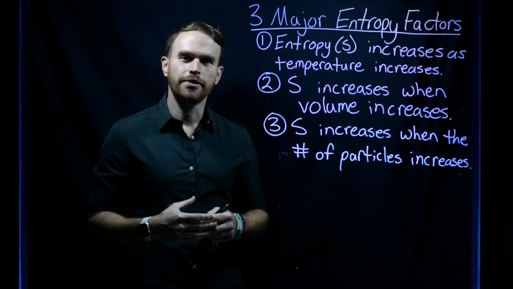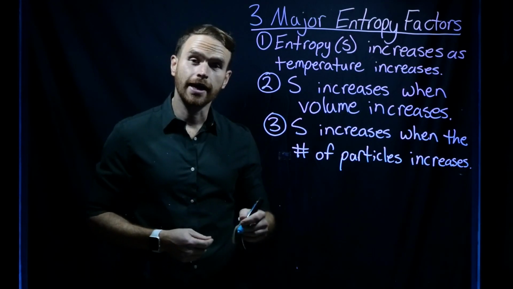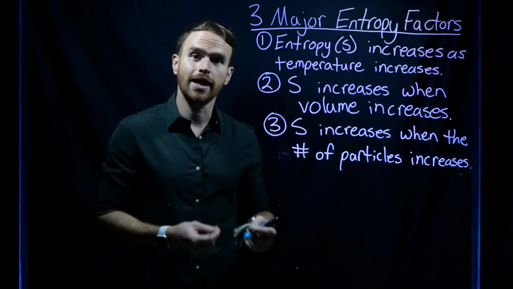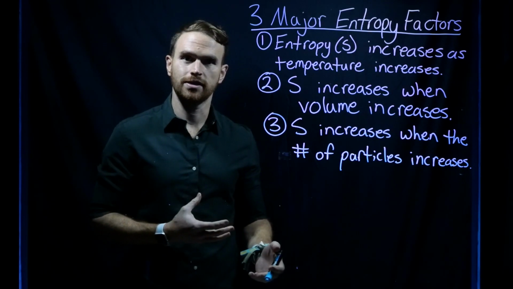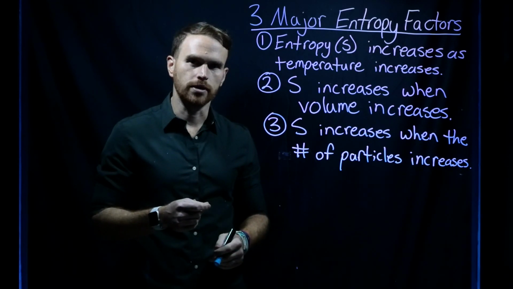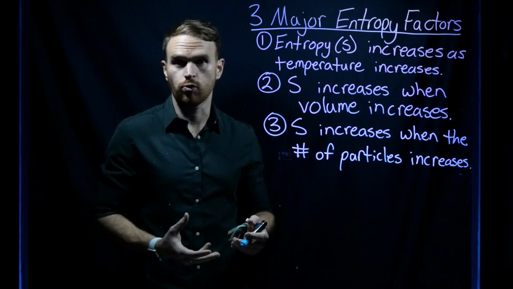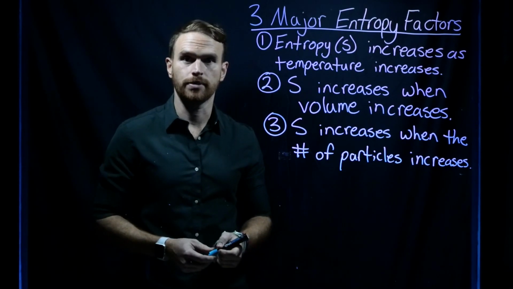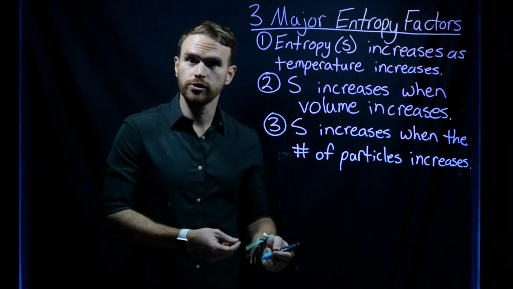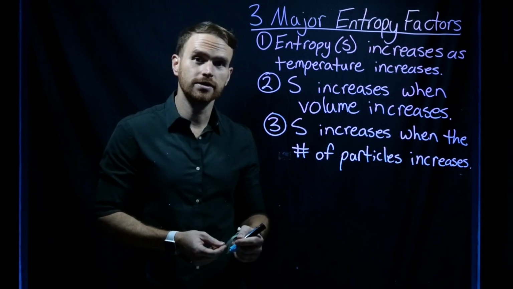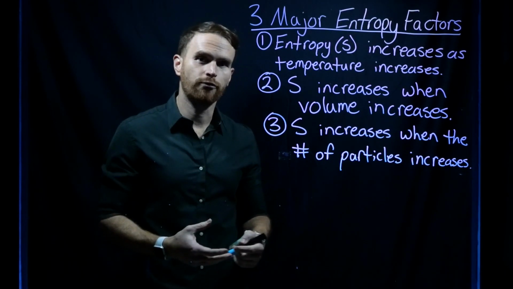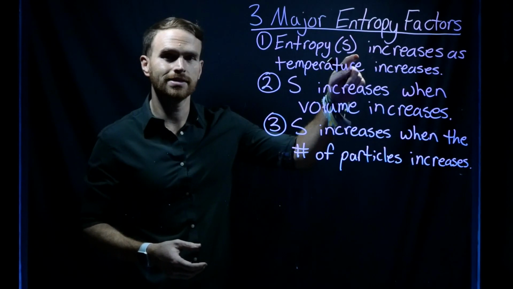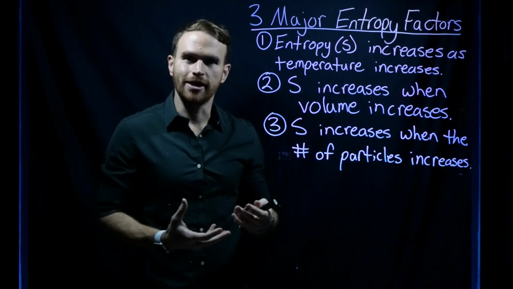It turns out that there are three major factors that can have an influence over the entropy, or the disorder, of a system. Remember that entropy is often associated with disorder, and what that means is how dispersed the energy of the system can be. The more dispersed, the more disorder, and thus the more entropy. The symbol for entropy is often S. So when you see S, that means entropy.